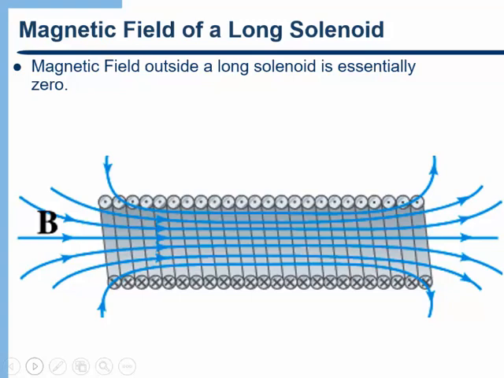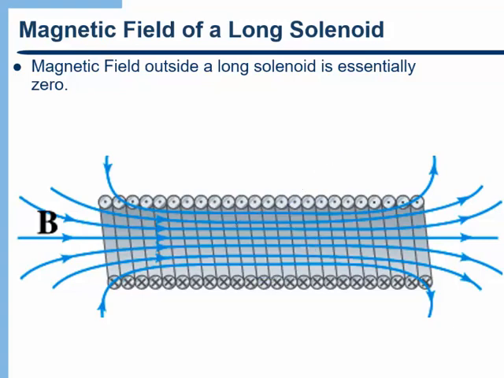Okay, so to figure out the magnetic field of a solenoid, specifically what we want to do is figure out what the magnetic field is in here. You'll notice that it looks pretty constant. Those lines are sort of equally spaced. And we're going to try to figure out what the magnetic field is inside a solenoid.